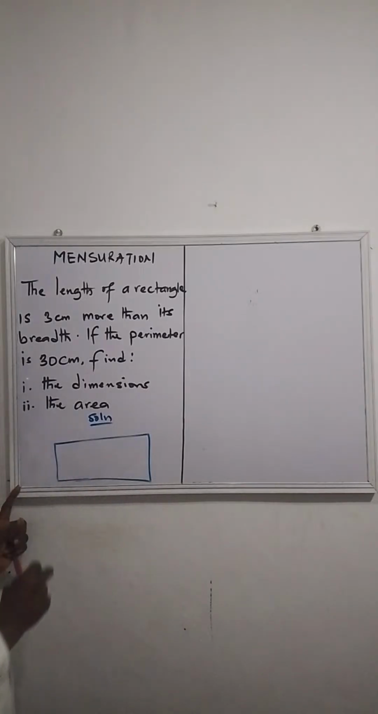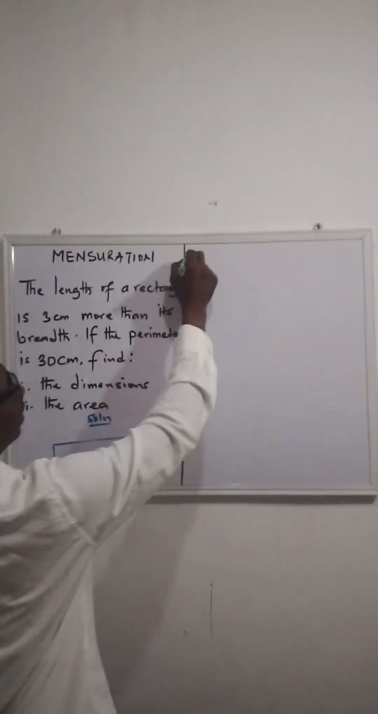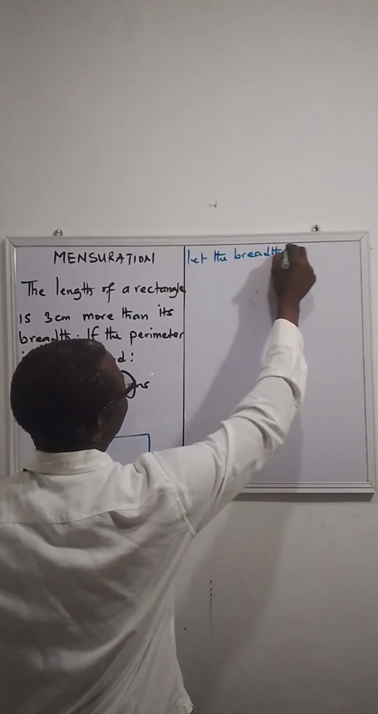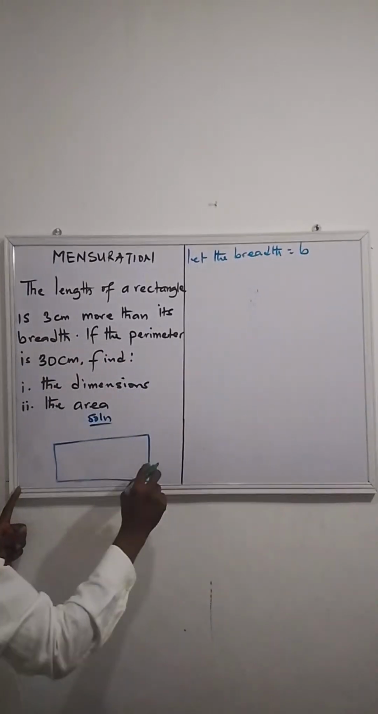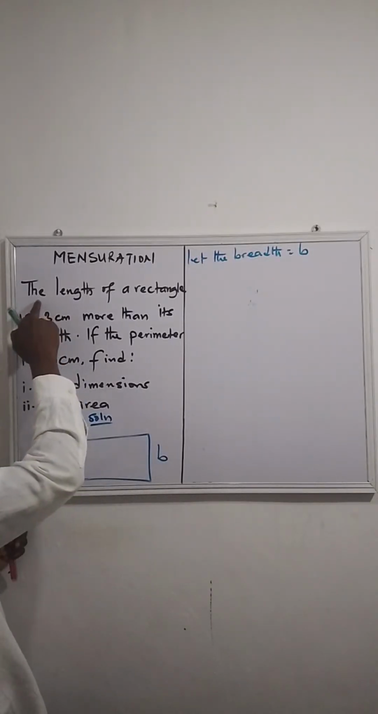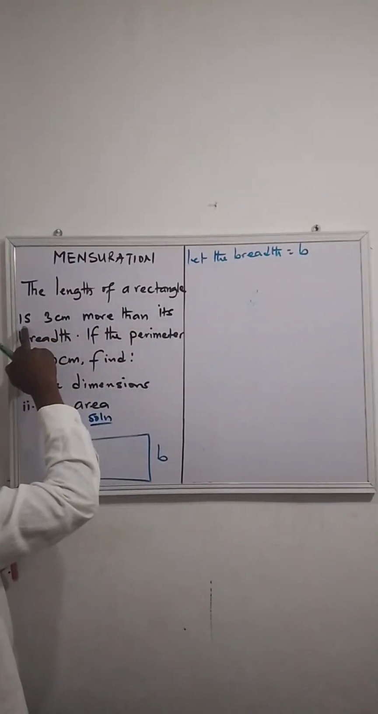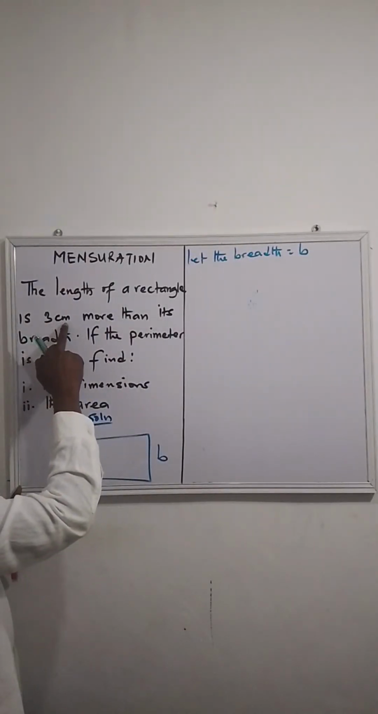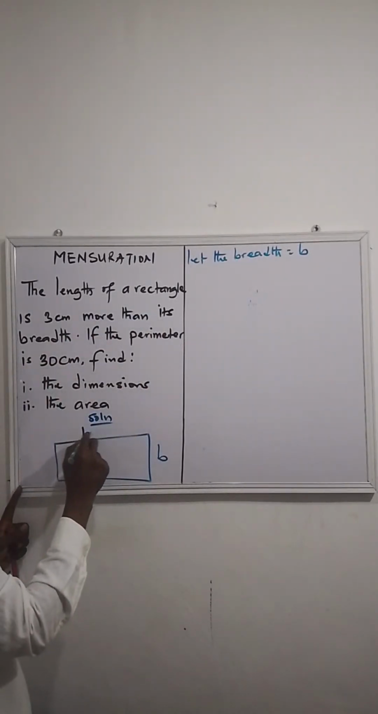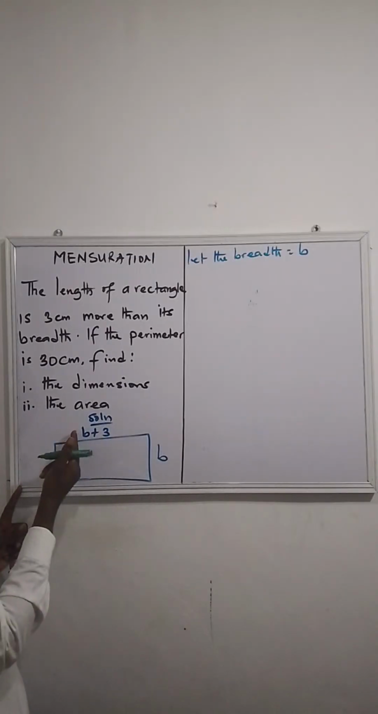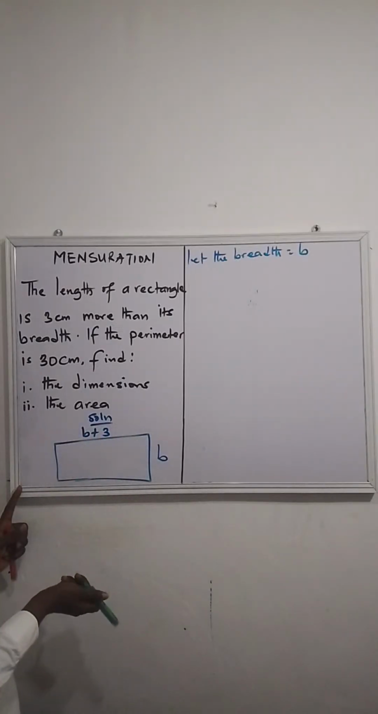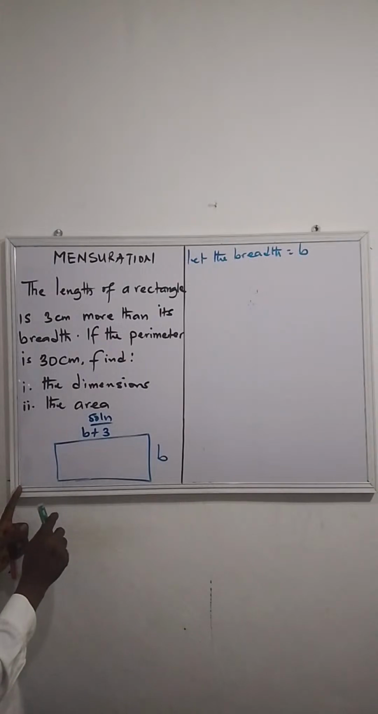Now we can start by saying let the breadth be equal to B. If the breadth is B, that means here we have B. Now what's going to be the length? Look at what the question says. The length of a rectangle is 3 centimeters more than its breadth. That is, this is going to be breadth plus 3. Breadth is more by 3. So that's what we have here. Is that taken now? That's what the question is saying.